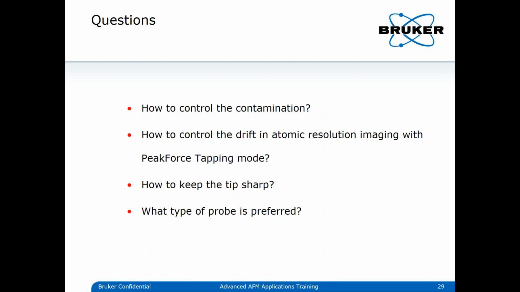minimize the forces. And what kind of probe is here preferred? Again, a short and soft cantilever. As mentioned before, the SNLC or the ScanAssist Fluid Plus actually would be the best choice here, or the Fast Scan C.